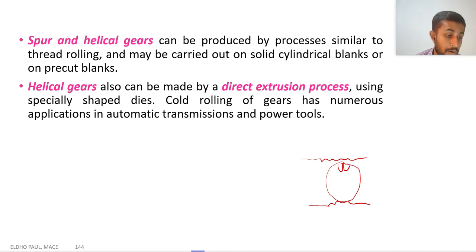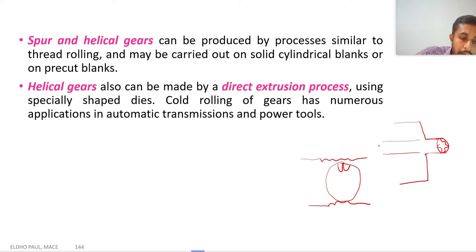And helical gears also can be made by this direct extrusion process. In the direct extrusion process, we have a small hole, and in this small hole area, we have an opening which is similar to the profile of the gear. This opening has a cross section similar to the profile of the gear, and then we push the workpiece through this opening. Thereby we can make this helical gear structure.